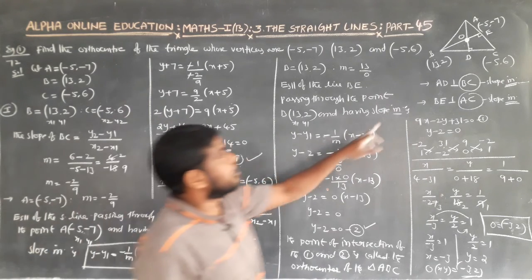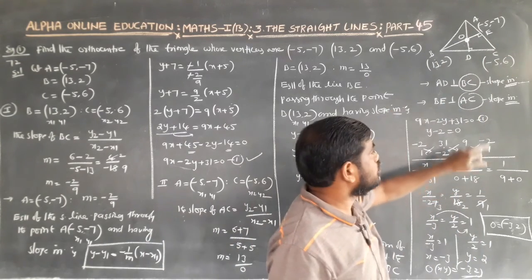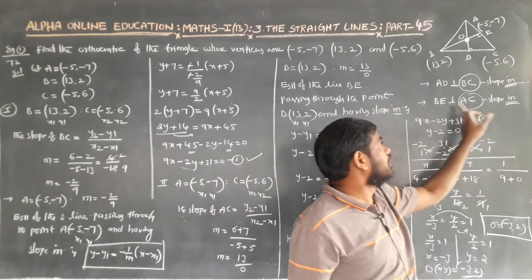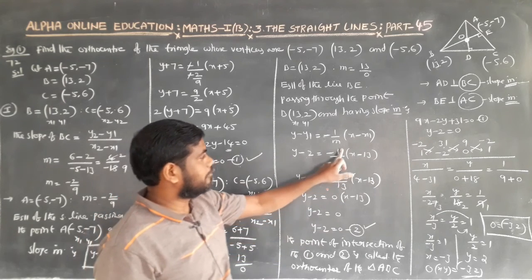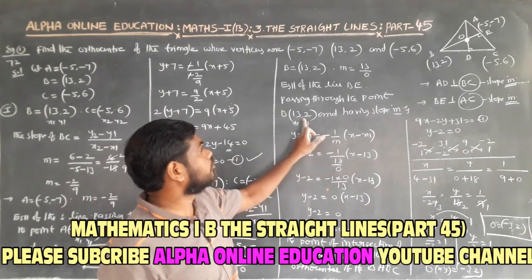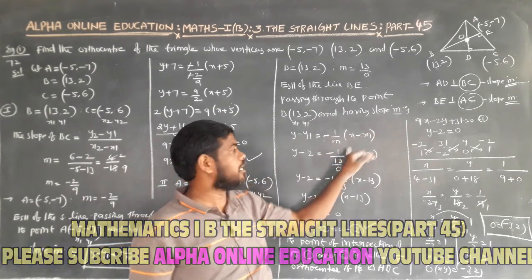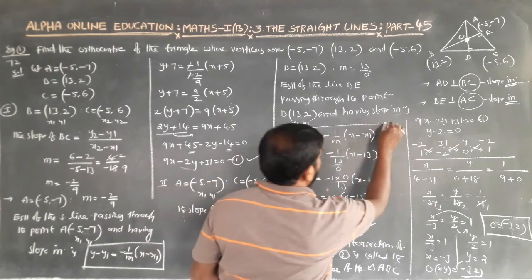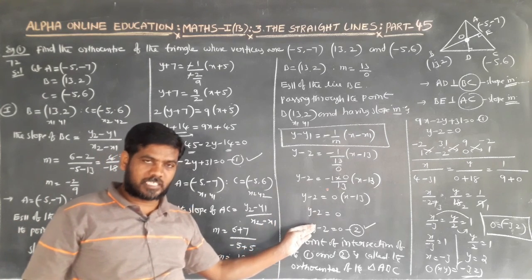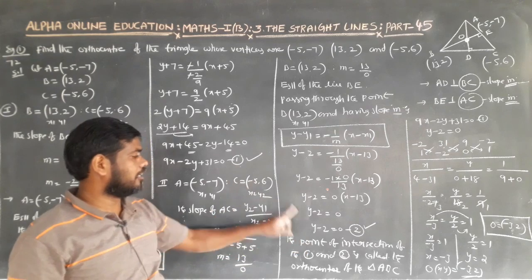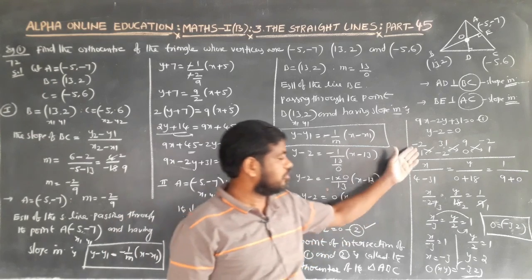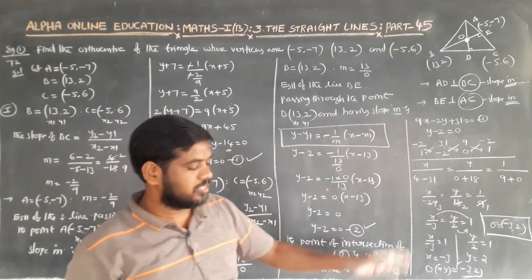Again, second one: BE is perpendicular to AC. So first find the slope of AC. If the slope of AC is m, the slope of BE is minus 1 by m. The equation of BE passing through the point B is y minus y1 equal to minus 1 by m into (x minus x1), giving an equation in x and y. The point of intersection of 1 and 2 is called the orthocenter of the triangle. Solve 1 and 2 to get the answer. This is the process.